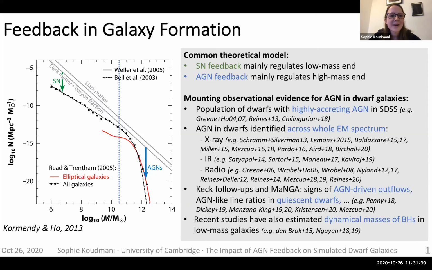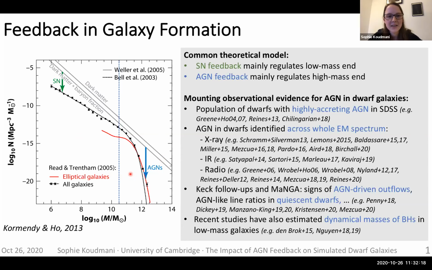All right, so first of all, why do we actually need feedback in galaxy formation? Feedback is usually invoked to explain the mismatch between the galaxy mass function that is inferred from dark matter only simulations and the stellar mass function that is observed. So here is the mismatch between the gray line from the halos and the black line from the stellar masses. And the common theoretical model is then that supernova feedback suppresses the low mass end, whilst AGN feedback suppresses the high mass end.